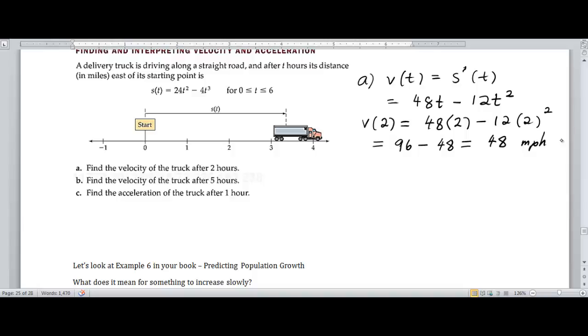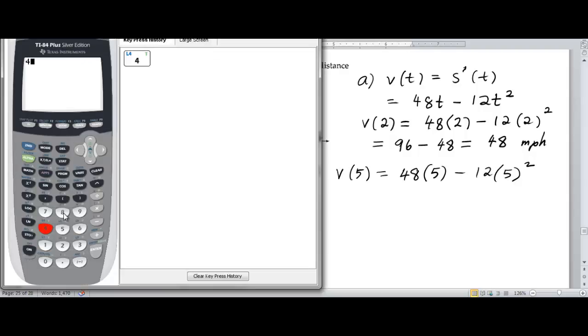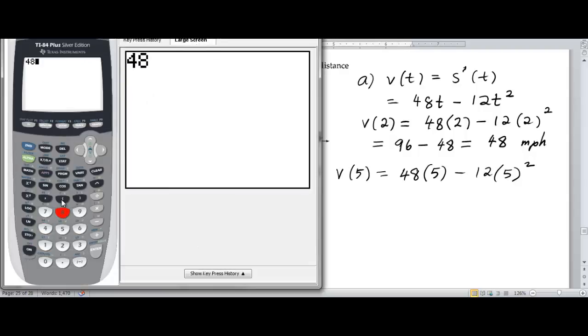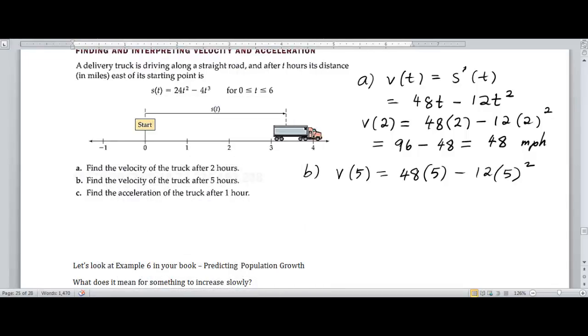It says find the velocity of the truck after 5 hours. We already have v of t: 48 times 5 minus 12 times 5 squared. For this, I'm going to use the calculator. 48 times 5 minus 12 times 5 squared. Negative 60. So negative 60 miles per hour.